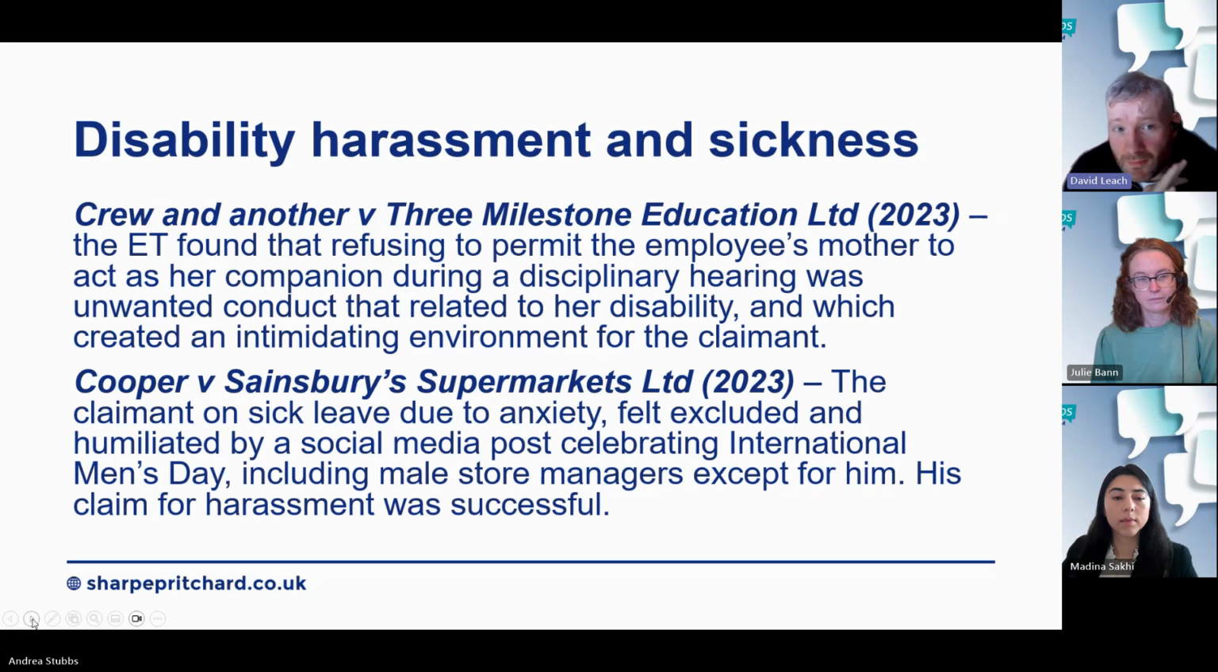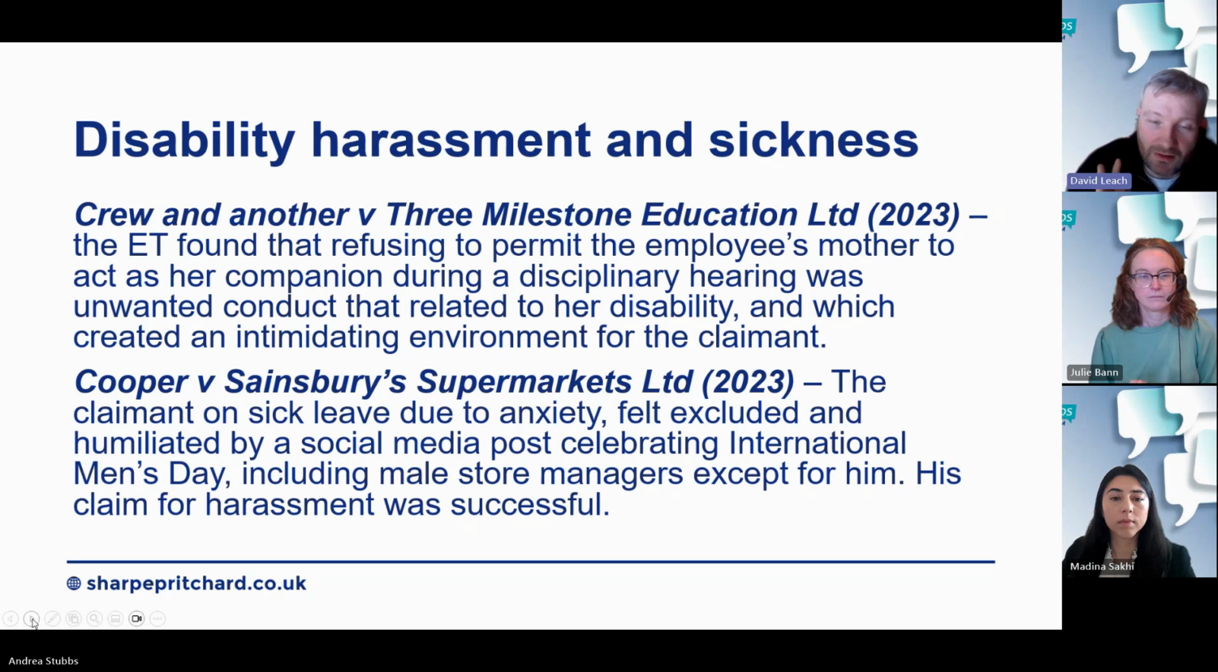The claimant was on long-term sick due to anxiety in Sainsbury's case. There was a social media post about International Men's Day, and it included a lot of store managers, male managers, but didn't include him. And he was successful in saying that was harassment based on his sex, which is quite an interesting one. But again, it's just how these sorts of things can arise.